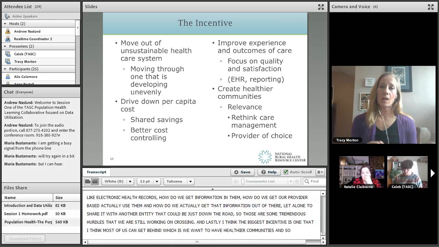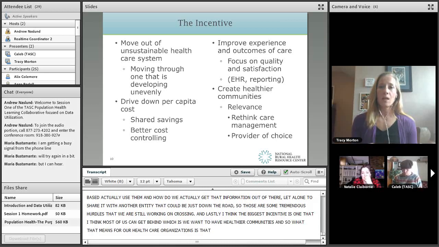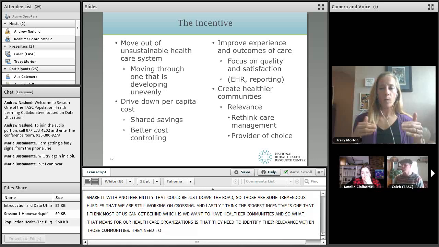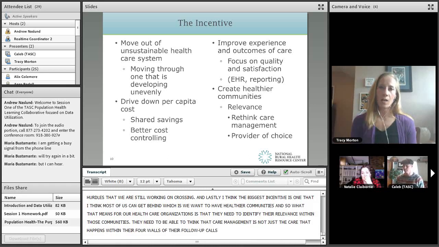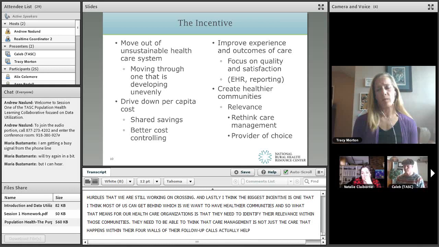So to get back to one of the statements I said before about having such tremendously costly health insurance or healthcare in our country with poor quality outcomes, of course an incentive is then to improve the experience and improve the outcomes of care, focusing on quality and satisfaction, but that couples along with things that have been challenging for us to adopt within our country, like electronic health records. How do we get information in them?